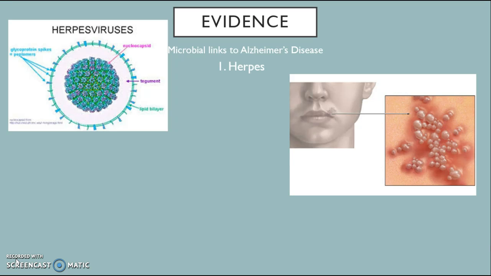HSV1 causes neural damage caused by virus-induced inflammation. So this inflammation can go up to the brain and cause neural damage. This damage can lead to synaptic dysfunction, neural loss, and this can ultimately lead to Alzheimer's. There's the connection between the two.